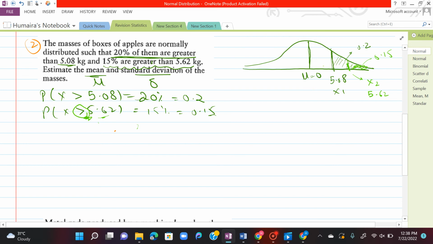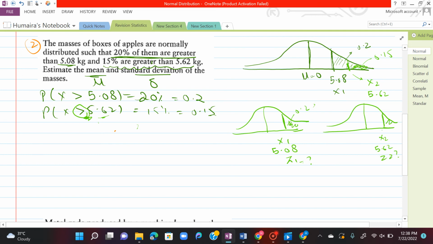If lesser was written, then I would have picked up the left side value. Okay, so now to make the thing easy, if it seems complicated, I will separate them out, but this is not an important step. It's up to you how you are catching. If you can do it in one diagram, fine, otherwise you can separate it. This is for x1, which is 5.08, and I want the z1 for that, which I don't know, and this region I know is 0.2. Similarly here is x2, which is 5.62. I want z2 for that, and this is 0.15.